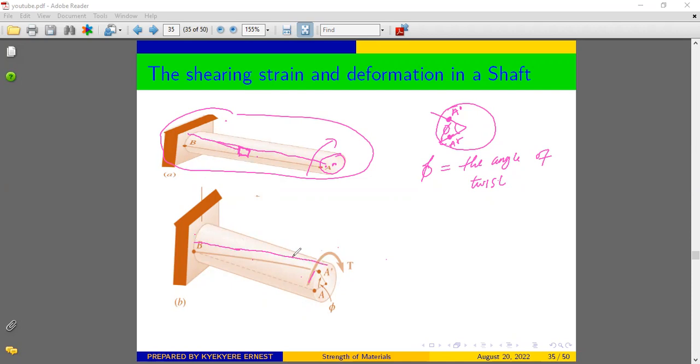And you can find out that because of the twisting, this square here is going to now become like a rhombus, like this. Instead of it being a square, the shape which was a square is going to become a rhombus. And you can see from here that when we're dealing with shearing stresses, we said that when a right angle of a shape is deformed, then it gives rise to what we call the shearing strain, which is gamma.